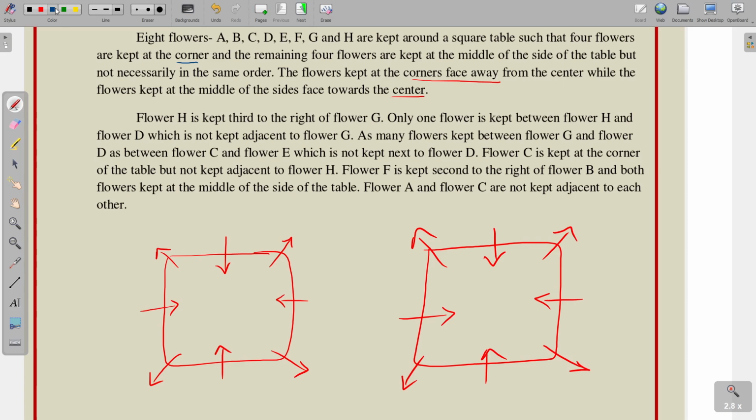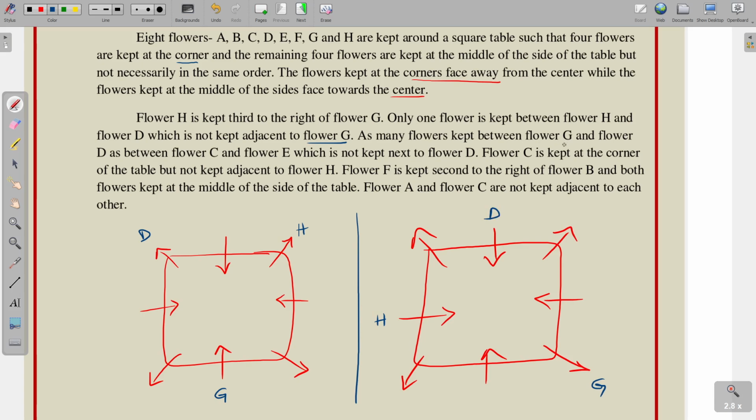So see the first one, flower H is kept third to the right of G. Only one flower sits between H and D which is not adjacent to G. So flower H is third to the right of G. Suppose G is here, 1, 2, 3, here H is placed. Next, only one flower between H and D, and D is not adjacent to G. So maybe D is placed here. Coming to the second possibility, D is placed here.